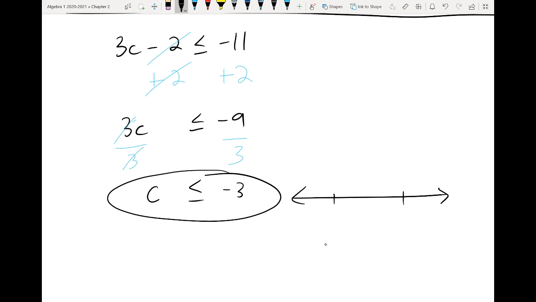Which is negative 3 and 0, putting them in the correct order. Having an open or a closed dot. Of course, my dot is closed. And then to which direction am I shading, right? Well, take a look here. Your inequality points to the left, so we are going to shade to the left.